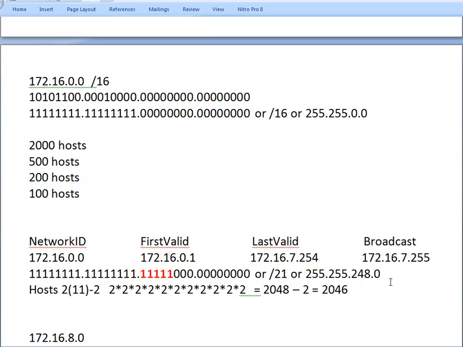Now from 0.1 up to 7.254, there are 2046 different combinations. So 0.1, 0.2, 0.3, 0.4, up to 0.255, then 1.0, 1.1, 1.2, up to 7.254. Okay, that's the first network, for 2000 hosts.